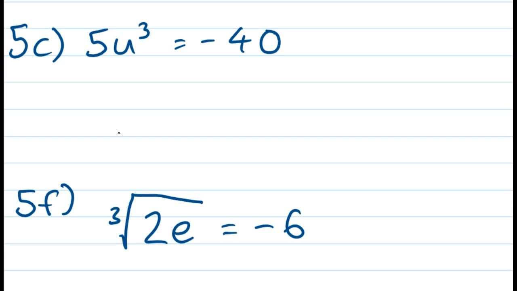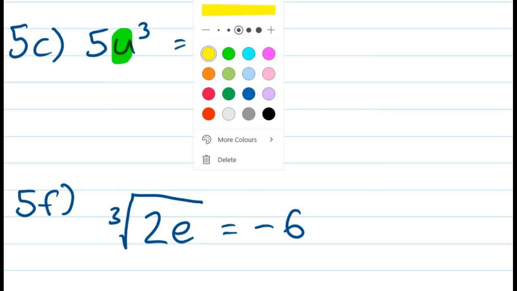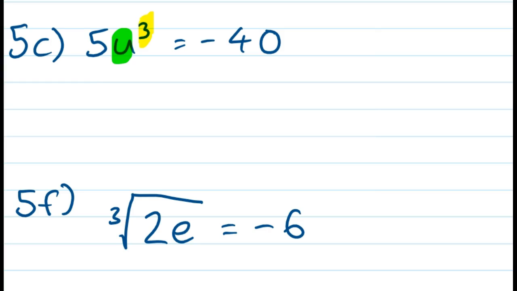Okay, now we're getting on to the cubes. So what this entire thing means in 5C is that u, some unknown number, that one there, is times by itself 3 times. That's what the little index means, that 3, that you take u and times it by itself 3 times. Then it's being times by 5. That's what the coefficient out the front means. And all of that gives me negative 40.